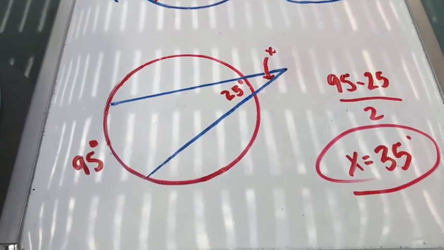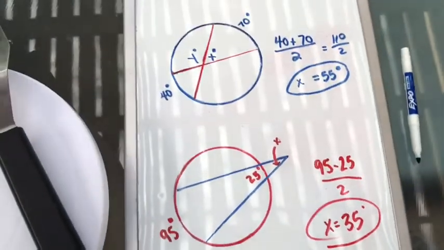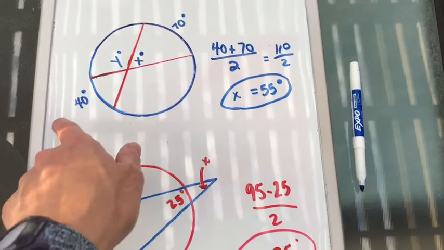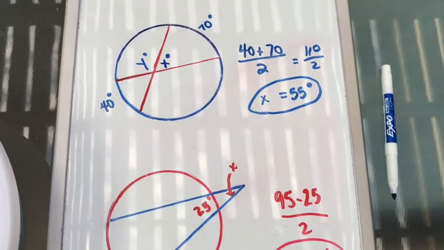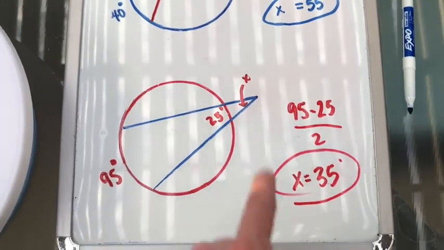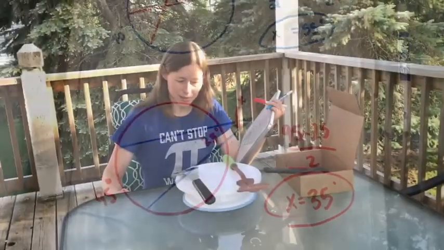So all you have to remember is when the segments cross inside the circle, you add the measures of the arcs together and divide by 2. And when they cross outside of the circle, you subtract and divide by 2.